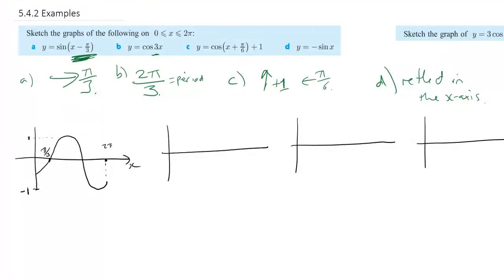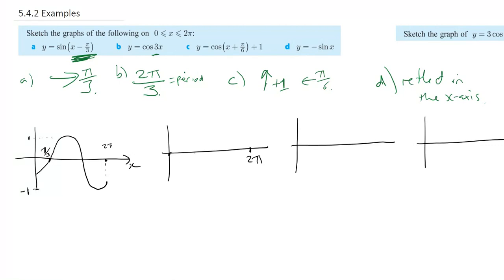Okay, the next one. We are going to have a period of 2 pi over 3. Another way of thinking about this is if we contract the period and reduce by a scale factor of 1/3, then rather than having one oscillation or period within the boundary of 0 to 2 pi, we're actually going to be able to fit 3 in there.